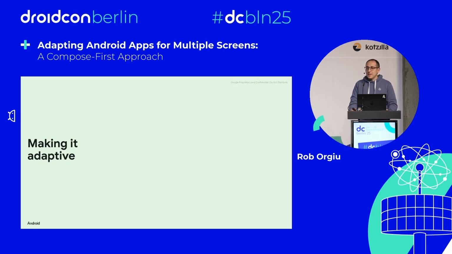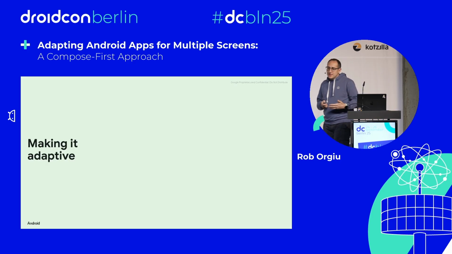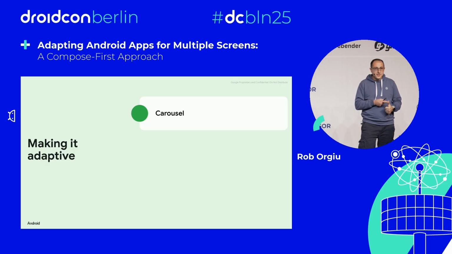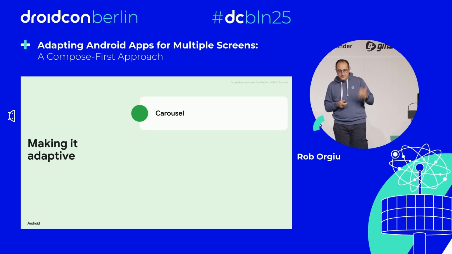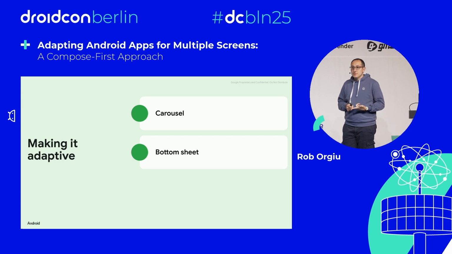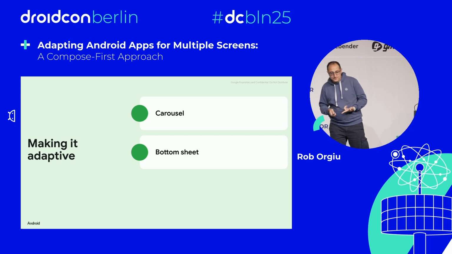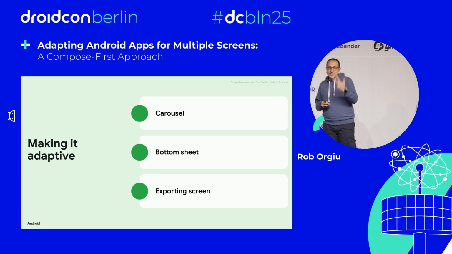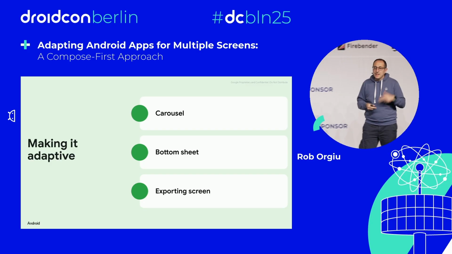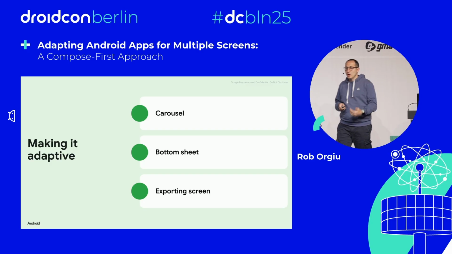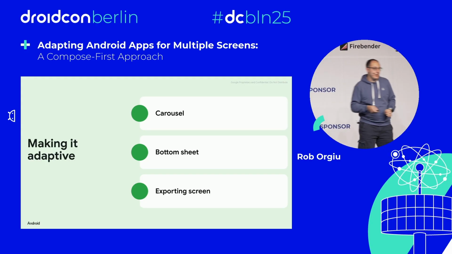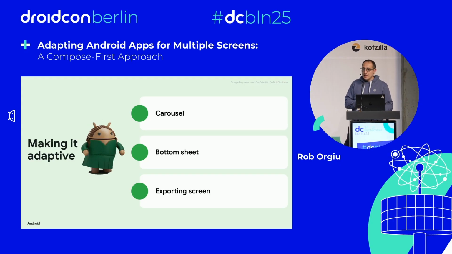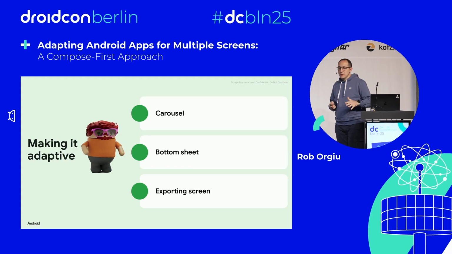So, to recap, there are some things that we can leverage to make the app more adaptive. First, there was the carousel. Second, there was the bottom sheet. And then the exporting screen. Those are the three key elements that we can leverage to make our app more adaptive in this specific scenario. Okay? So there is a lot that we can use there.